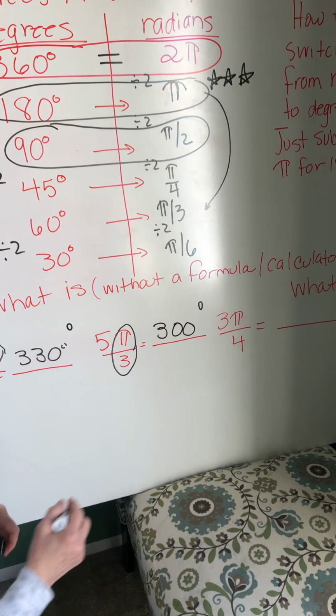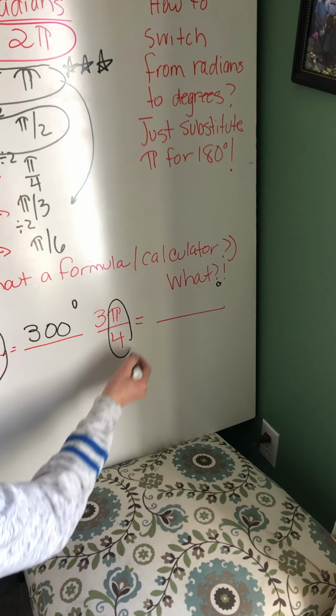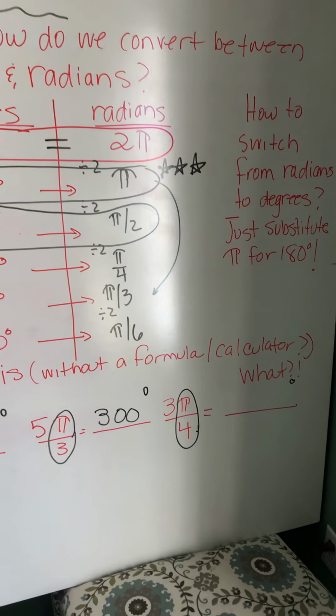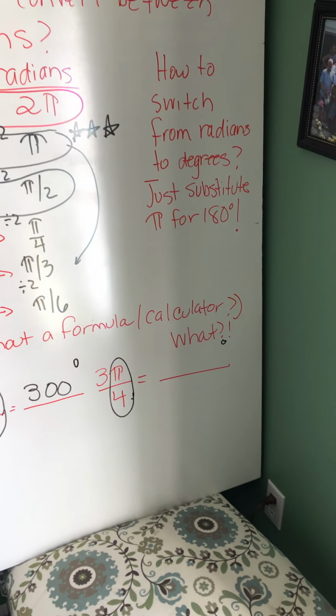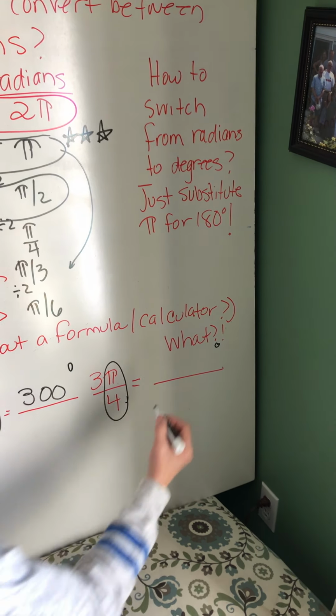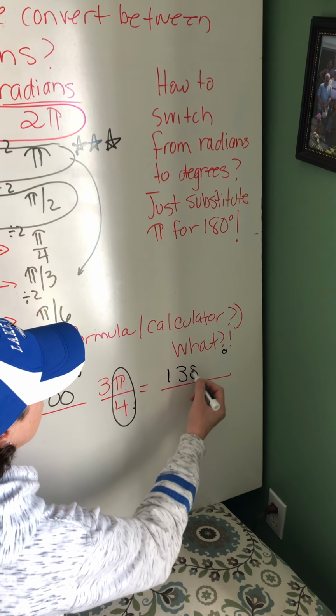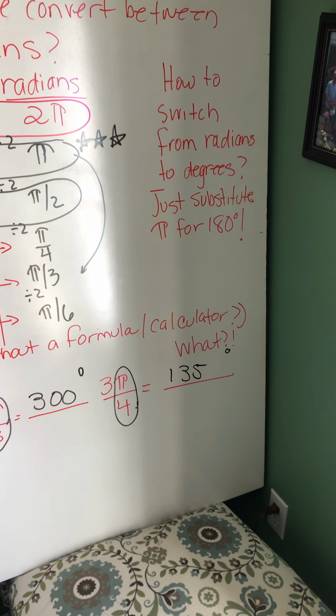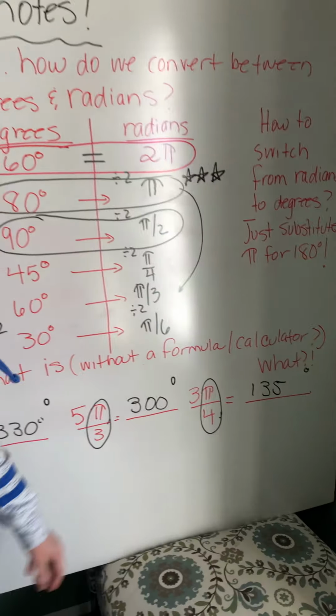Let's do one more. Pi over 4, right? 45 degrees. We have 3 of those, 3 45s. That'd be 135 degrees. There we go. The math is actually much easier than you would think.